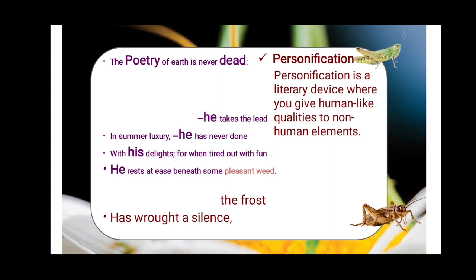The next line, "the frost has wrought a silence." Here, the frost has been attributed human qualities. Frost has made all the earth silent. The frost has made the earth silent. So these are the examples of personification used here in this poem.